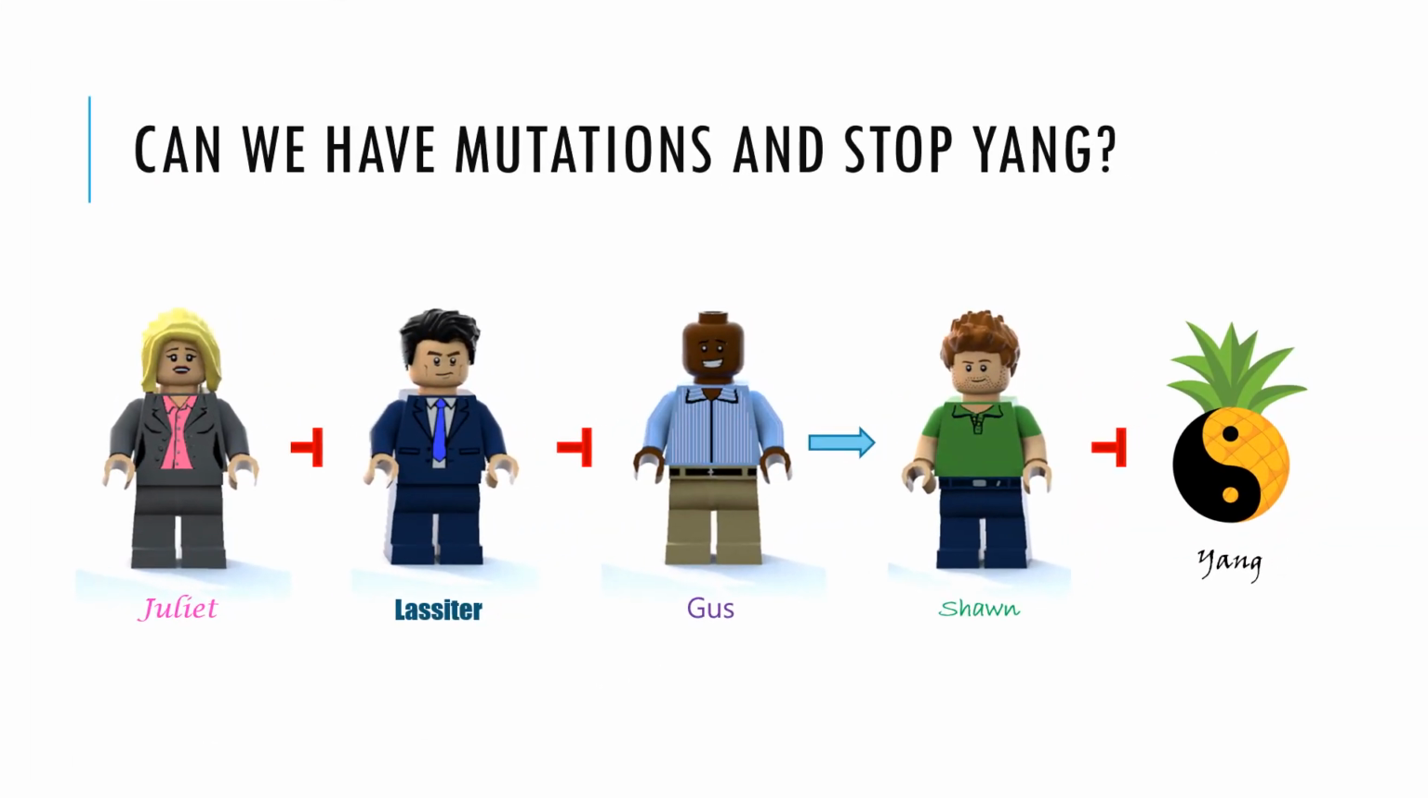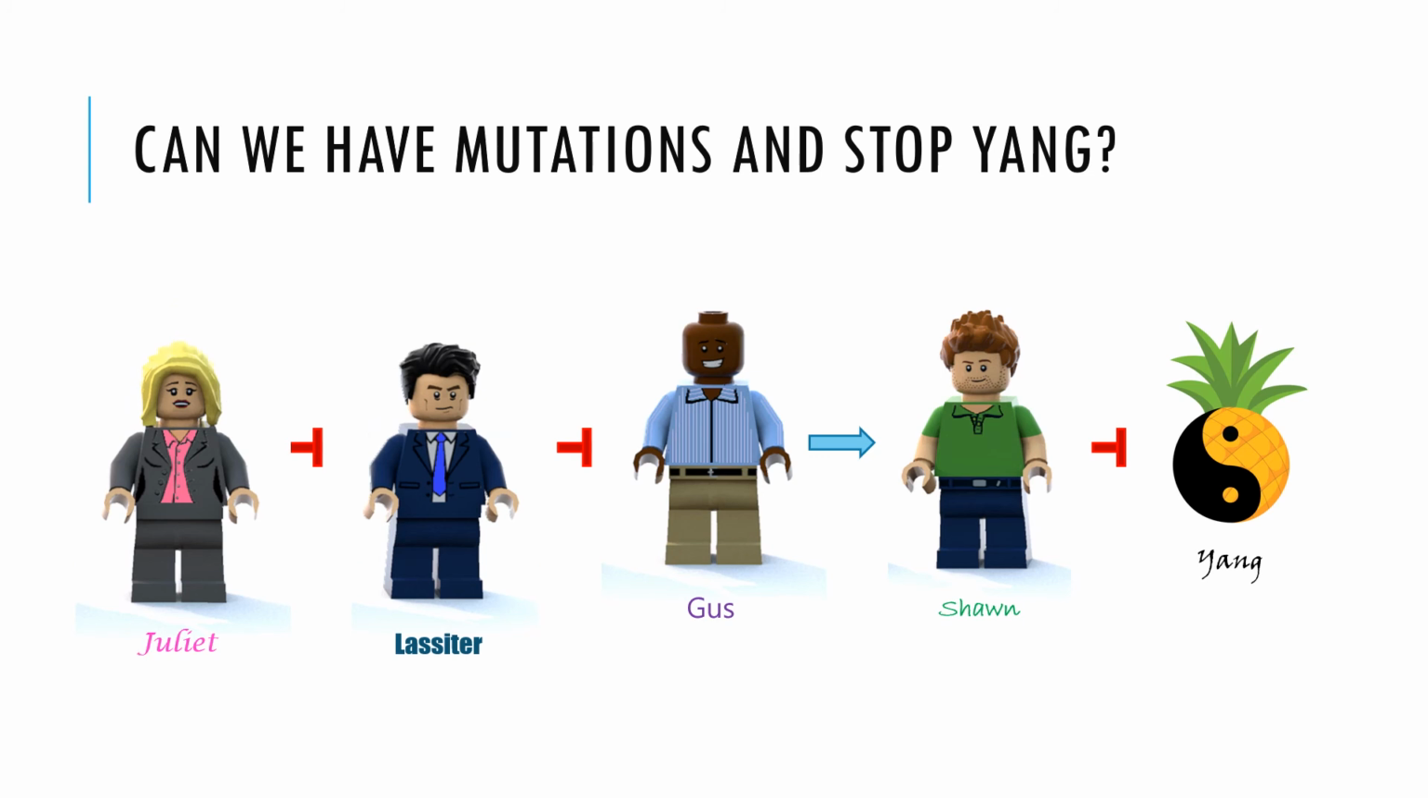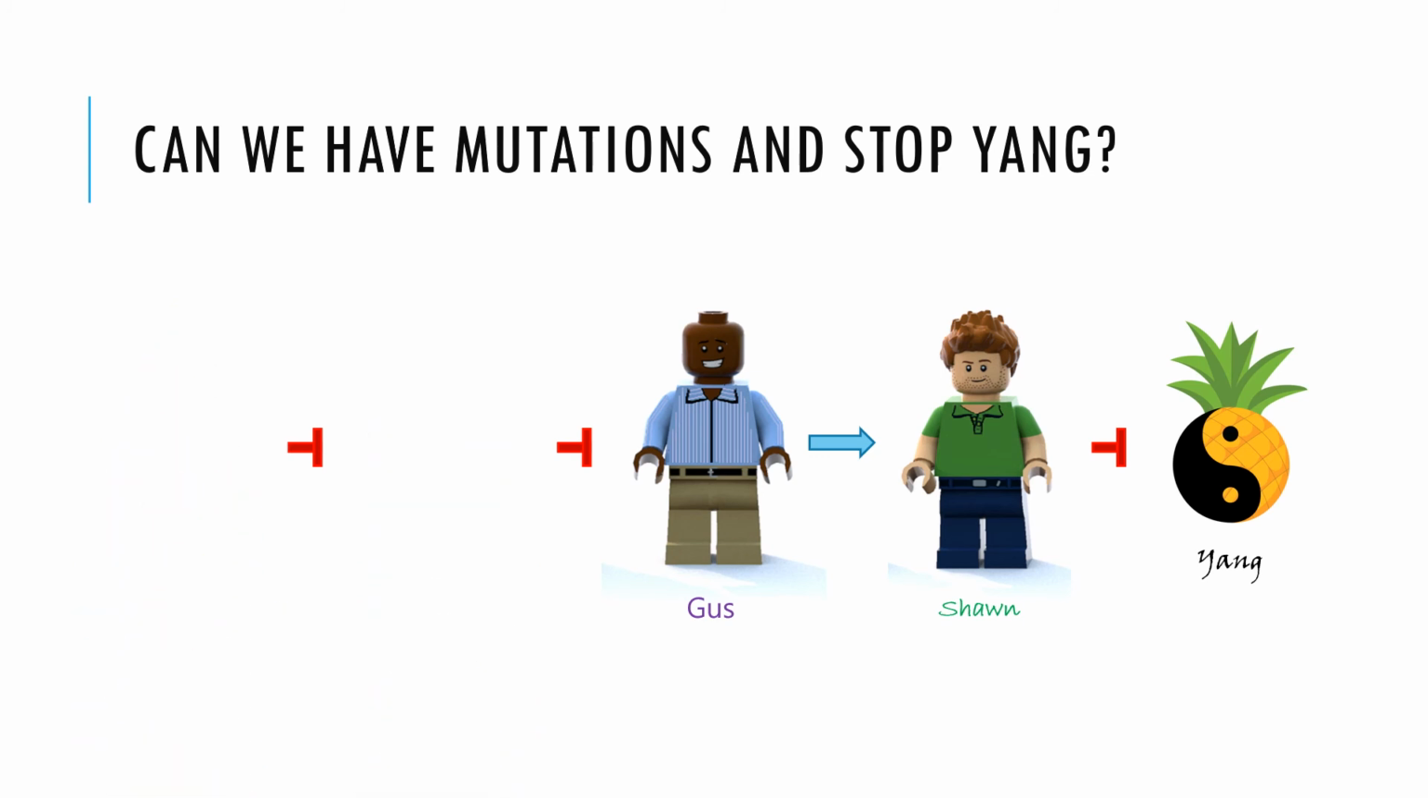Is there any mutated pathway that leads to stopping Yang? Let's do another double mutation and remove both Juliet and Lassiter. Juliet's role was to inhibit Lassiter from inhibiting Gus. Without them, there's nothing to inhibit Gus, so Gus promotes Sean, and Sean stops Yang.